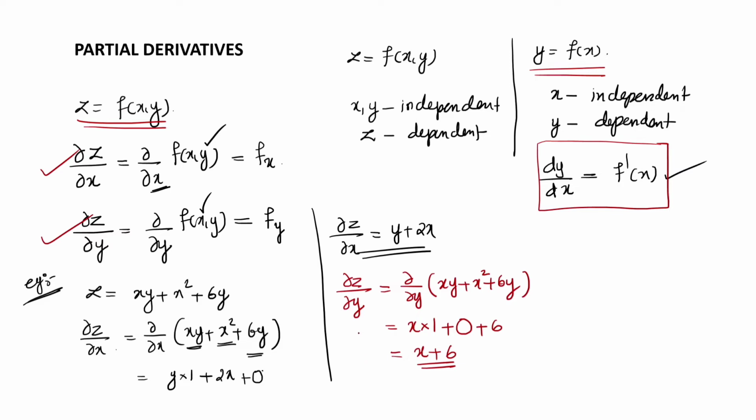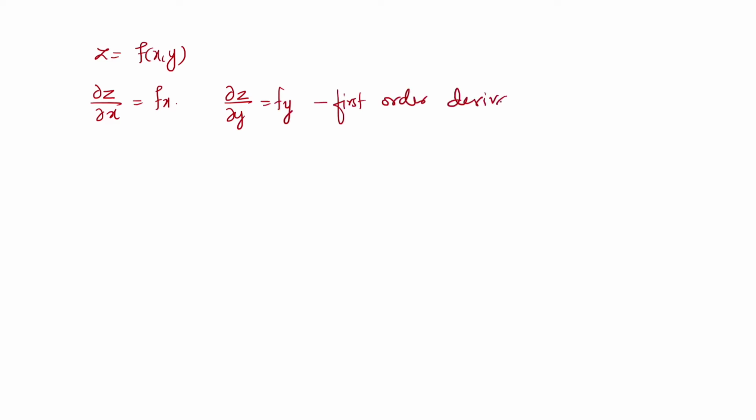Z is equal to f of xy. That is, suppose we have z is equal to f of xy. We can differentiate this function with respect to x as dou z by dou x, which is equal to fx, and dou z by dou y, which is fy. These are the first order derivatives. Okay.